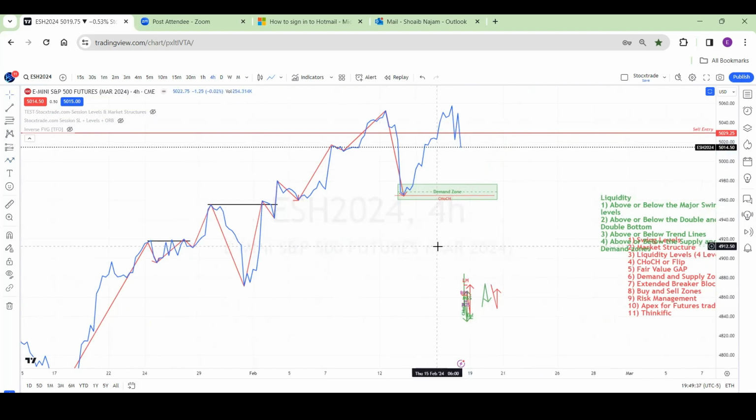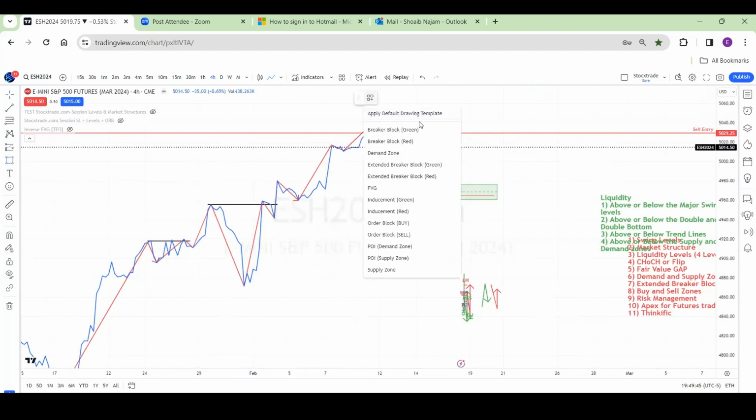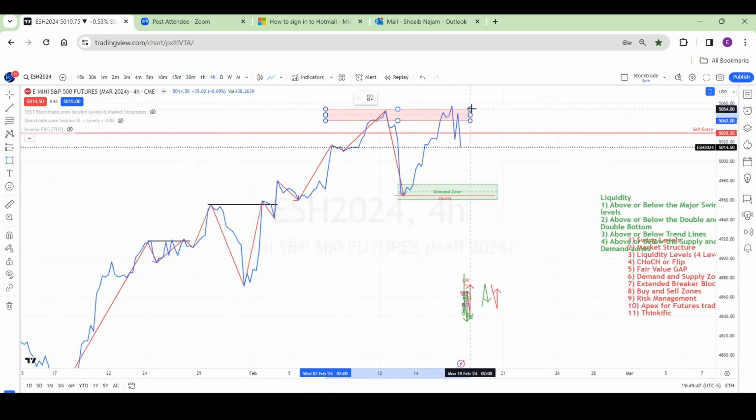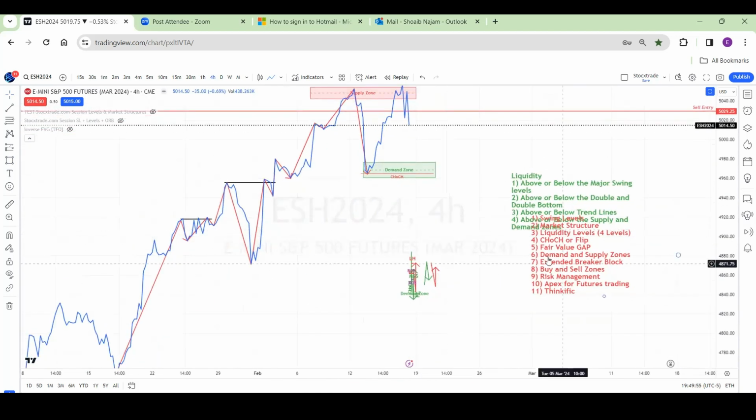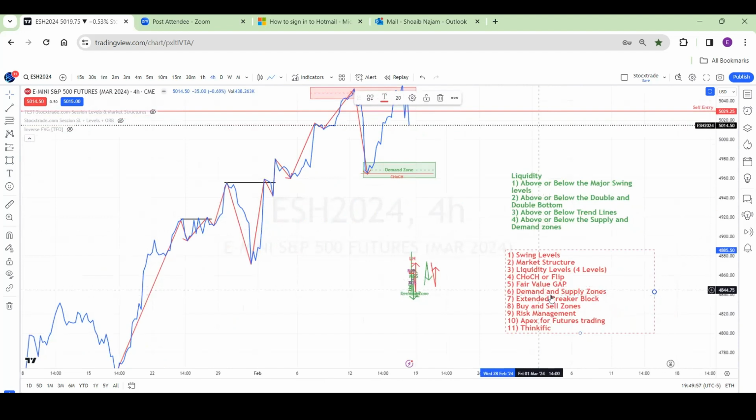So this is your demand zone, the last candle before the reversal. And where is the supply zone? On the top, the last candle before the reversal. This is the supply zone. So where is the market? We are just learning supply zone, demand zone. What is remaining? Fair value gap.